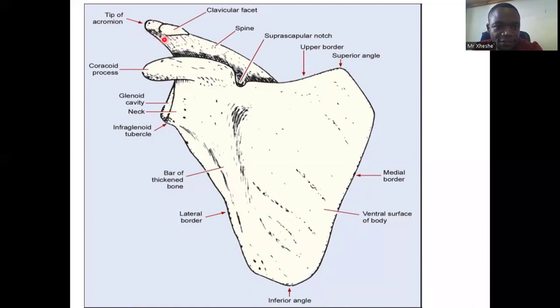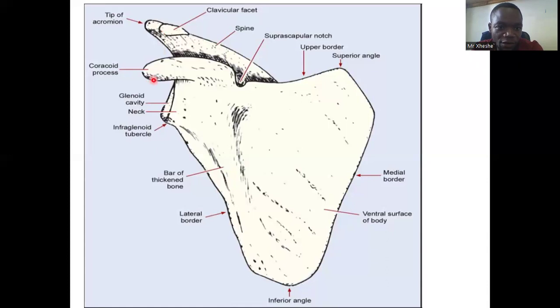Acromion process, right? It is posterior and superior to the coracoid process now. So this is coracoid. Look at that spelling. Coracoid. So coracoid is anterior but inferior to the acromion process.